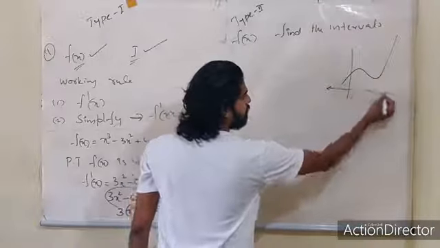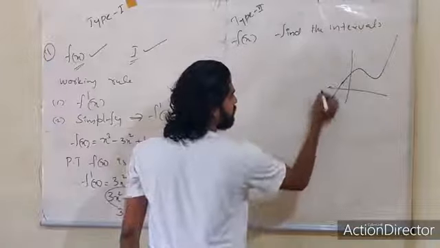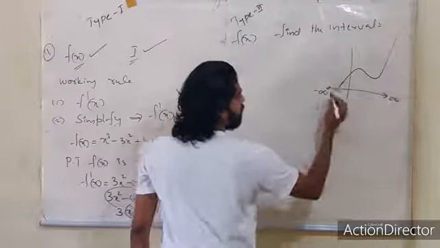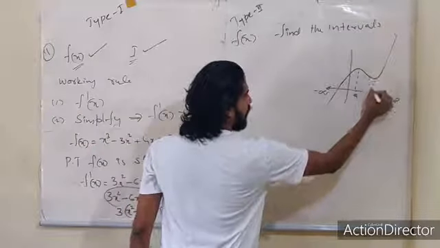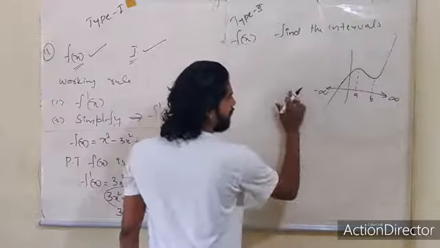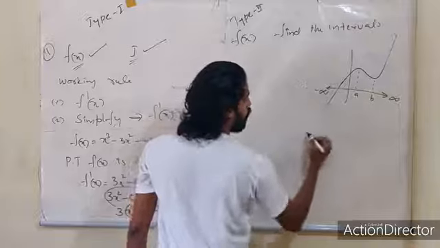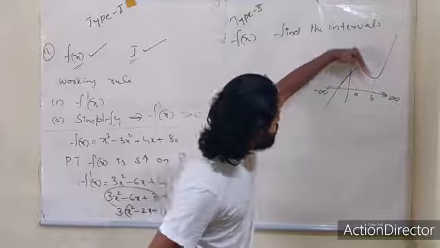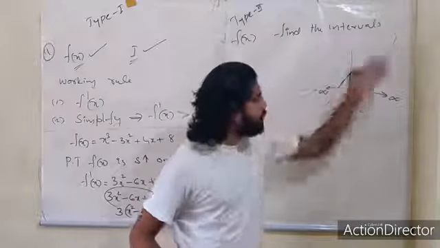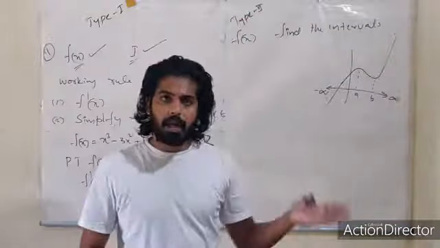So you can clearly see from functions like this, the negative infinity to positive infinity. Suppose this is A and this value is B. From negative infinity to A, the function was increasing. Till A, the function was increasing. And from A to B, it started decreasing. Then B to infinity, the function goes on increasing.